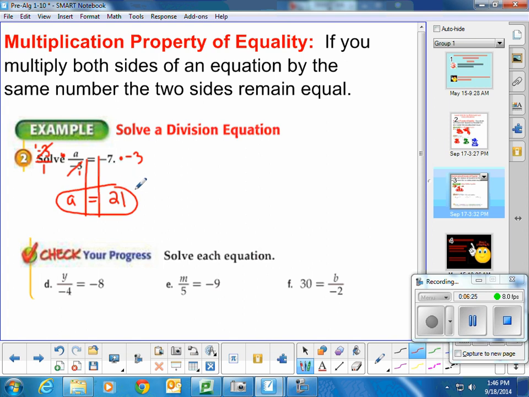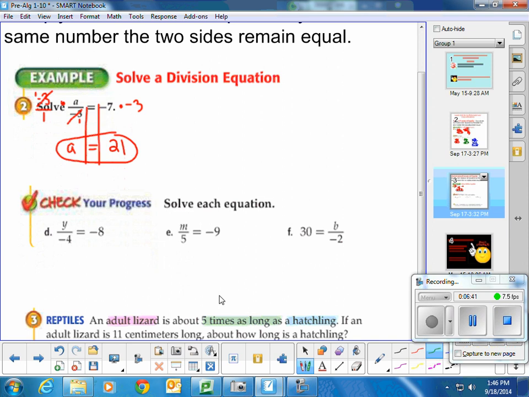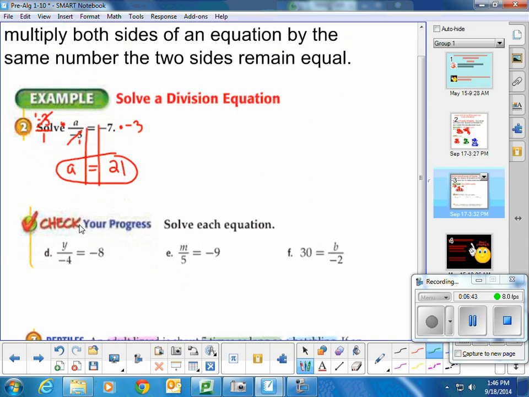Now, if you wanted to check your work, you would go back here and say 21 divided by negative 3 should equal negative 7. Now would be another good time to pause the video and try those 3 at the bottom on your own. Draw your train tracks. Instead of dividing by negative 4, multiply by negative 4 on both sides.